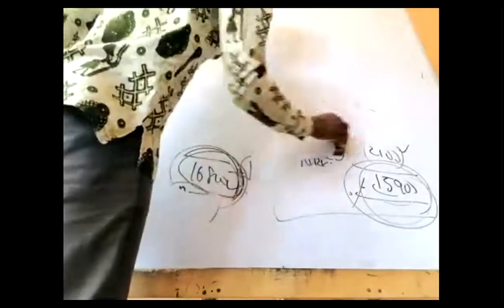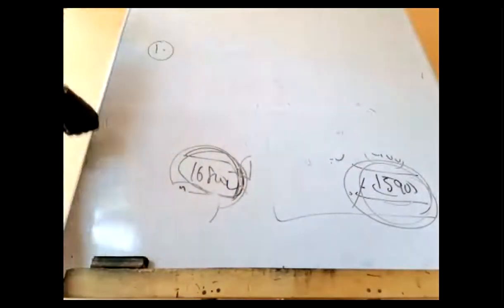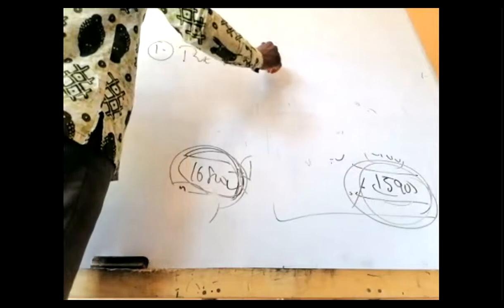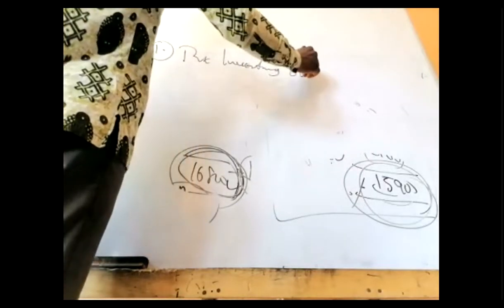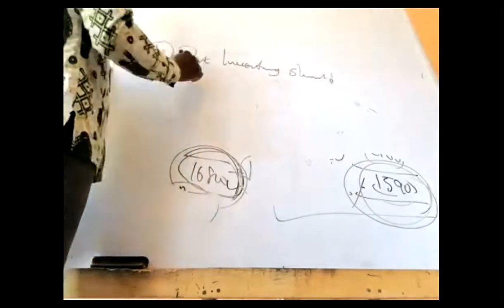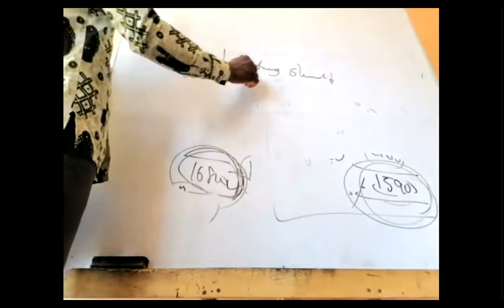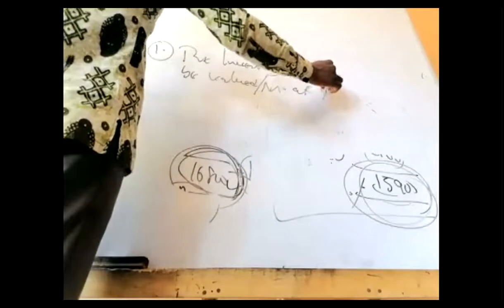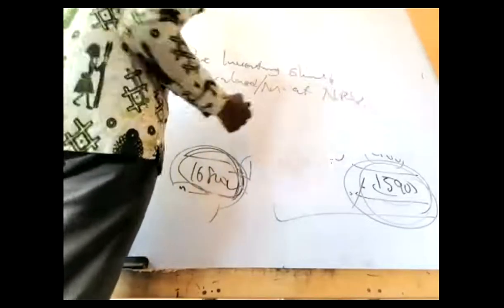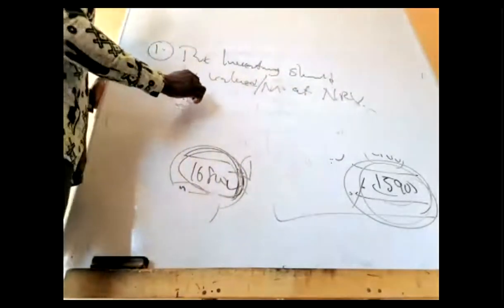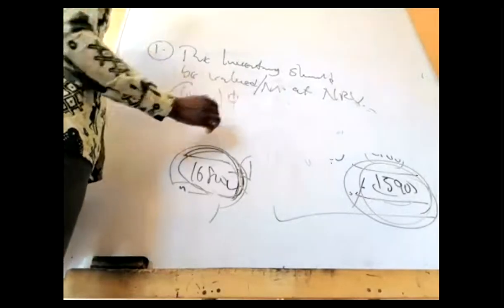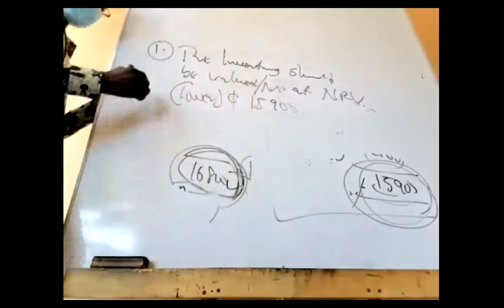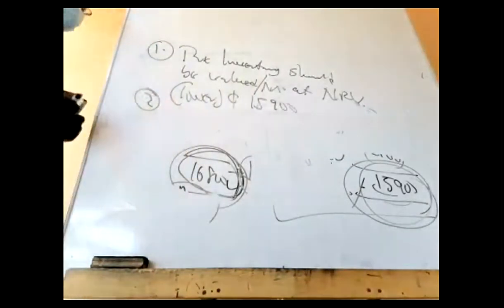So the inventory should be valued or measured at what? The NRV, with lower in brackets. Then you put the amount there, 15,900. Another interpretation.